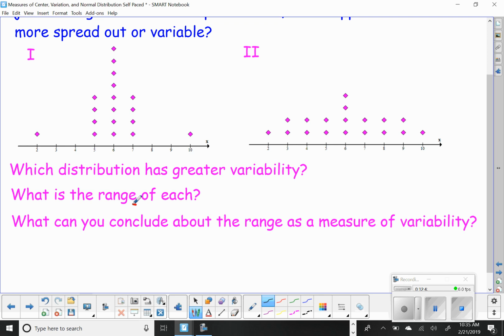My pen is not working. So 10 minus 2. This is going to be a range of 8. This is 10 minus 2. This also has a range of 8. So according to range, they're equally as variable. But when we look at it, this is all clumped in the middle. This is all spread out. Range is of limited use in variability. These two data sets are not the same.